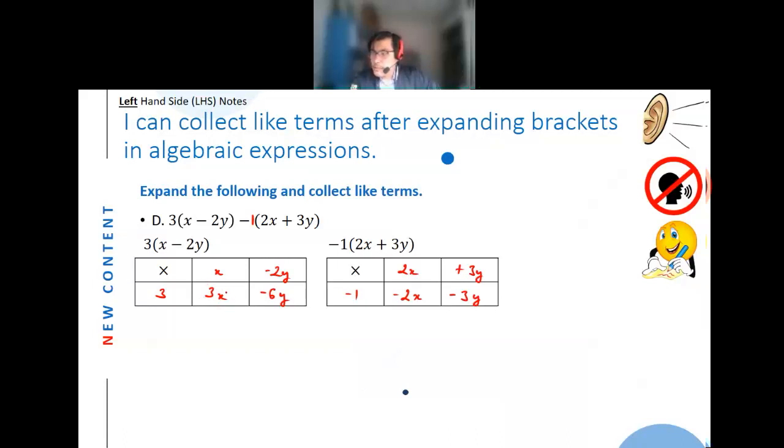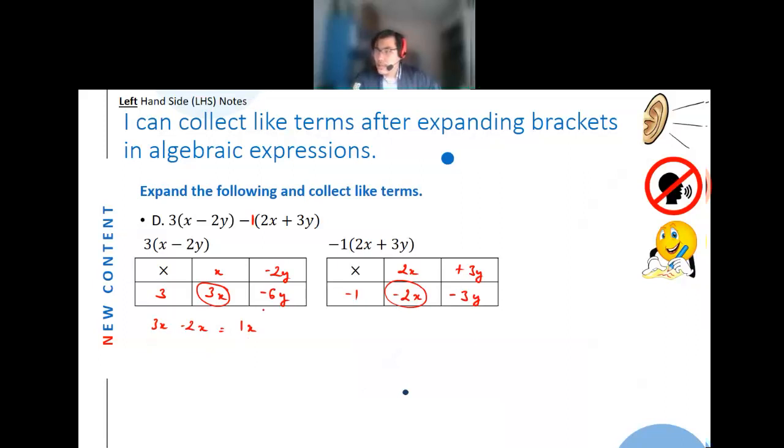having a look at this one, I can see I've got a 3x and a minus 2x. So 3x minus 2x, well, 3 groups of something, take away 2 groups of that same thing, that means I've got just 1 group left. So I've got 1x, okay? 3x minus 2x is 1x.